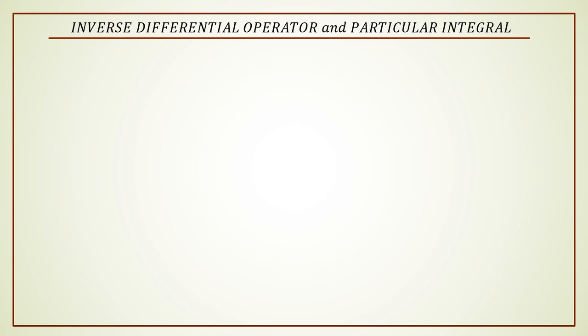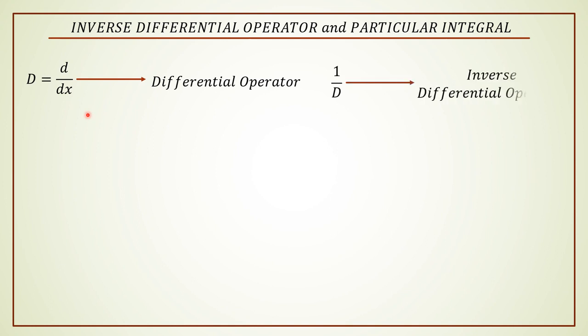In order to write the complete solution of a non-homogeneous differential equation, it is necessary to know what an inverse differential operator and particular integral are. As we already know, the differential operator is nothing but capital D, which is equal to d by dx. Then 1 by D is called the inverse differential operator.